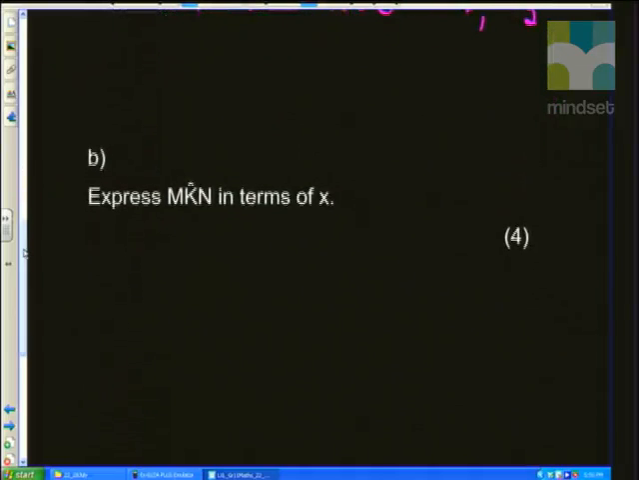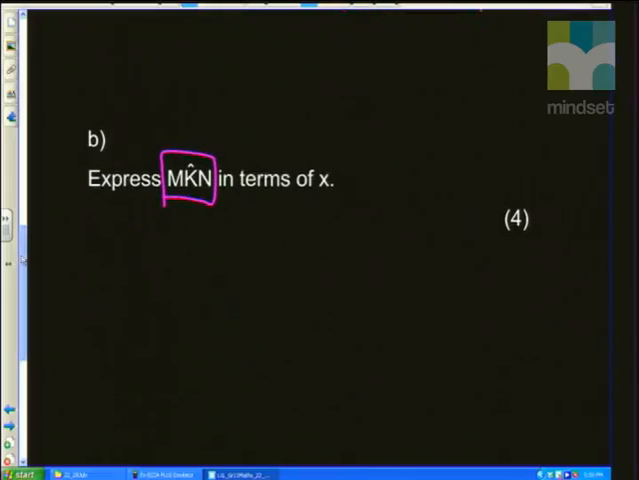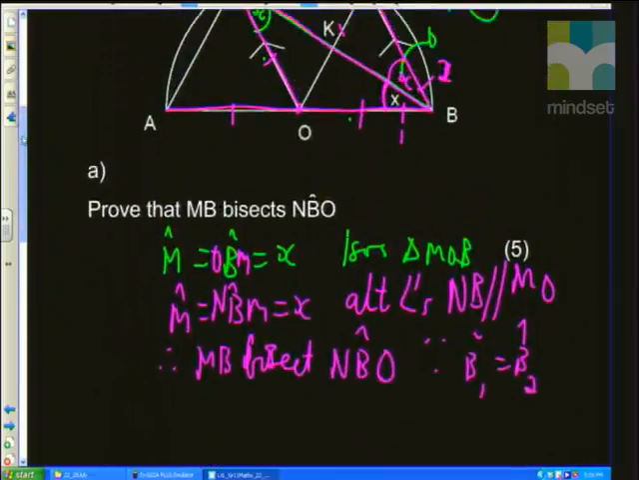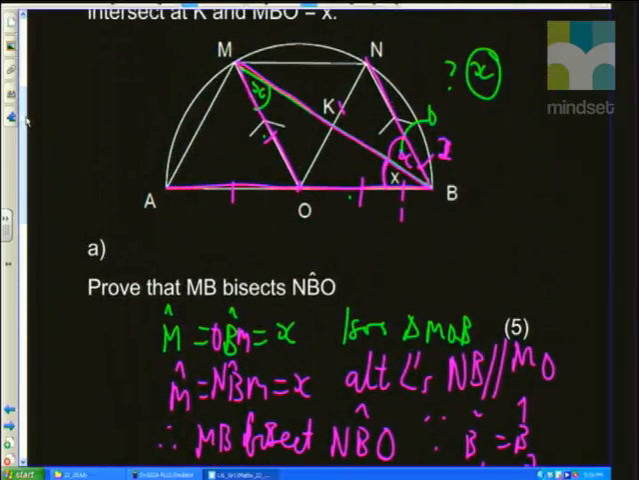Now, question B, express MKN in terms of X. MKN. Now, where is this angle? MKN.